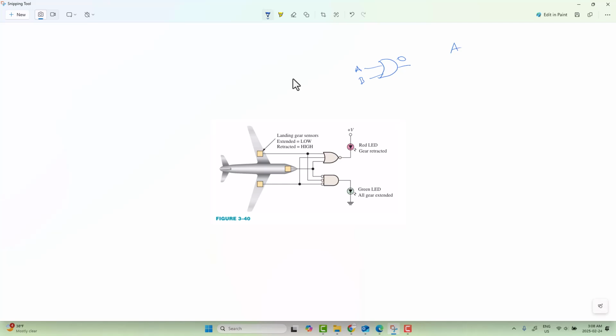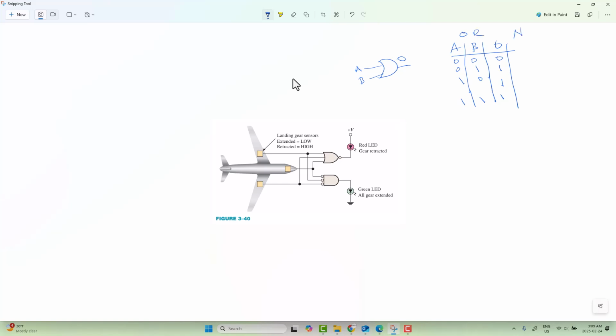We can understand the behavior in terms of a truth table. When both are 0, the output is 0. When one is on, then the output is also on. When both are 1, the output is 1. Okay, so this is the OR.